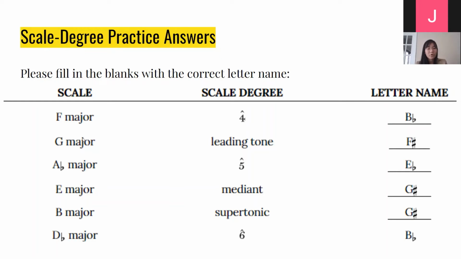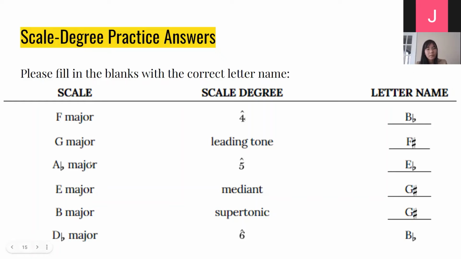So here we have G major. In G major, if you use the identifying tool that I gave you before, it has 1 sharp, which is F sharp. And the leading tone is the 7th scale degree. So it's F sharp.